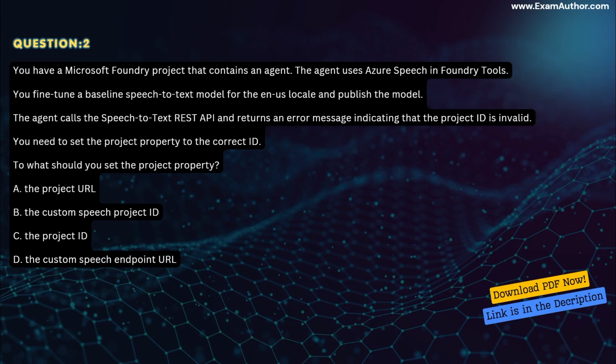Question 2. You have a Microsoft Foundry project that contains an agent. The agent uses Azure Speech and Foundry tools. You fine-tune a baseline speech-to-text model for the en-US locale and publish the model. The agent calls the speech-to-text REST API and returns an error message indicating that the project ID is invalid. You need to set the project property to the correct ID. To what should you set the project property?